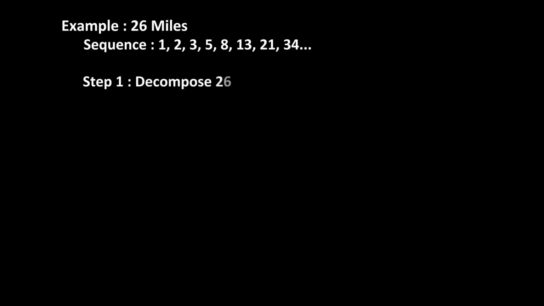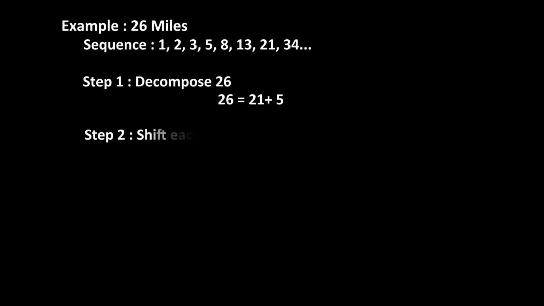Imagine you are looking at a marathon distance, which is approximately 26 miles. How would we convert this using our new mental toolkit? 26 is not a Fibonacci number. Let's look at our sequence again. Step 1. Decompose 26. The largest Fibonacci number less than 26 is 21. 26 equals 21 plus 5. Both 21 and 5 are Fibonacci numbers. This is a perfect decomposition.